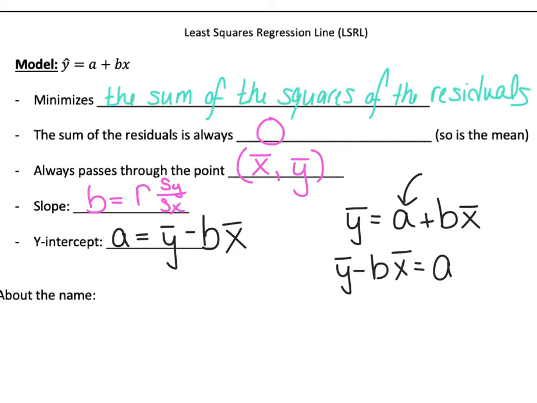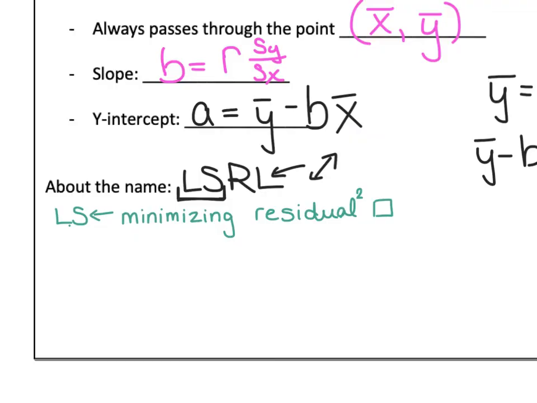Last thing I want to talk about is about the name. What's in a name? So it's least square regression line. Line, well, we've got that. We know it's always a line. Least squares, you saw that in the College Board video, that you are reducing the sum of the squares of the residuals as much as possible. So least squares, it's all about minimizing those residual squares.